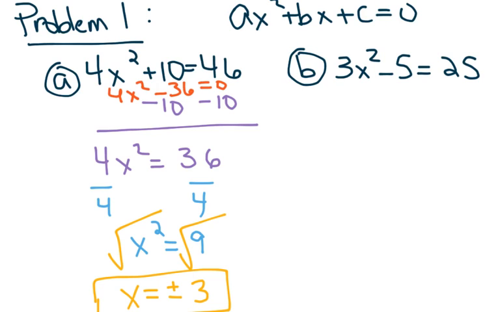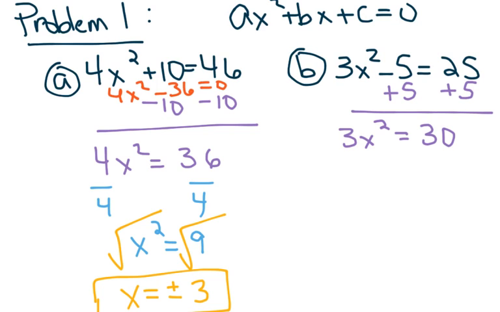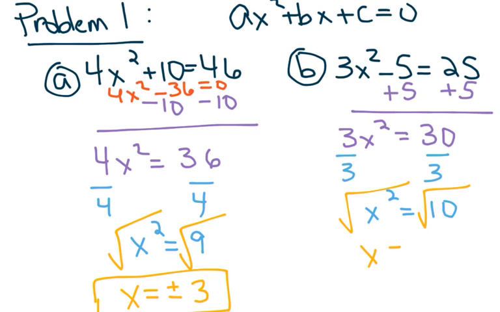All right, let's look at b. 3x squared minus 5 equals 25. If you pretend like it's any other linear equation, you would probably say to yourself, well, I'm going to add 5, and then I'm going to divide by 3. You're left with x squared is equal to 10. So when you square root both sides, x is equal to plus or minus the square root of 10. And since the square root of 10 is not an integer, we're going to leave it as the square root of 10, so we leave it as an exact answer.